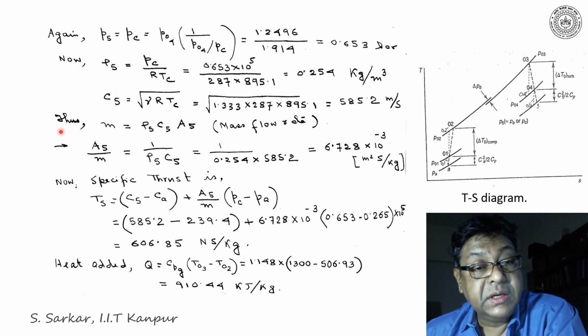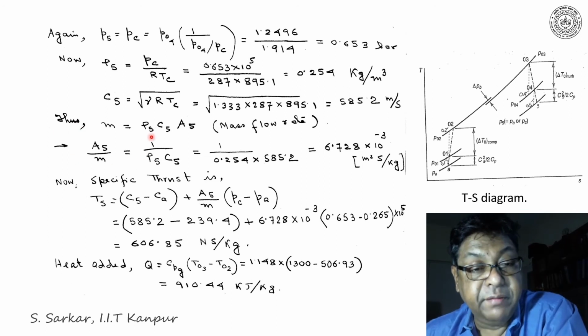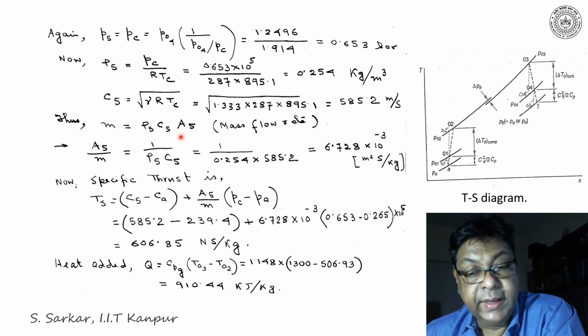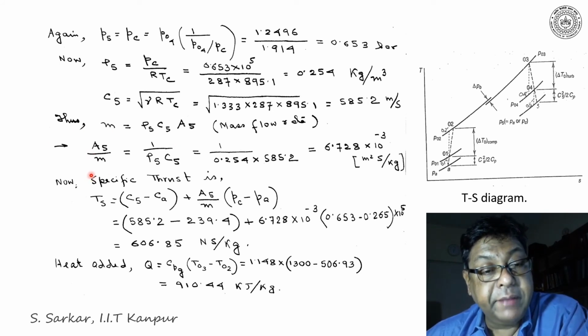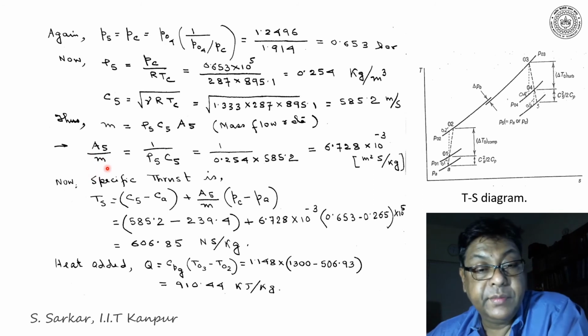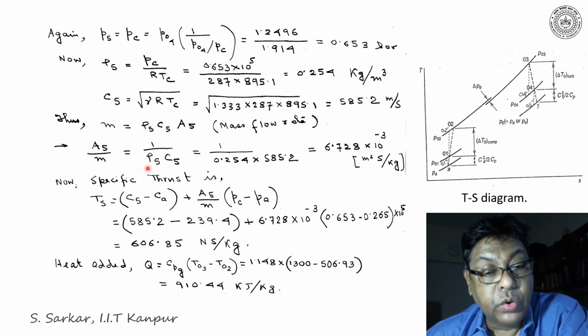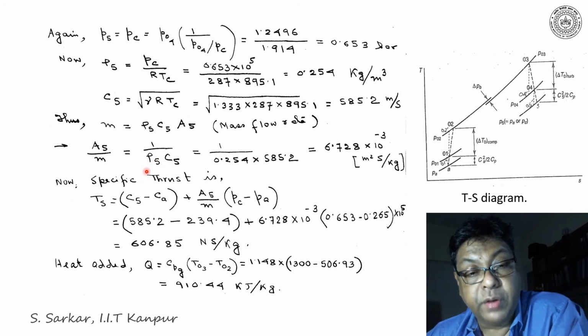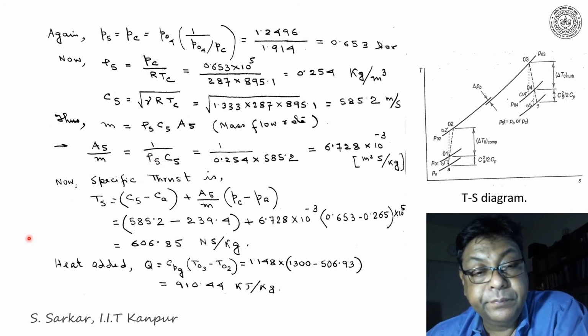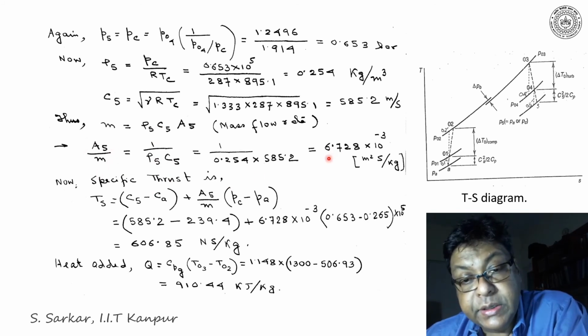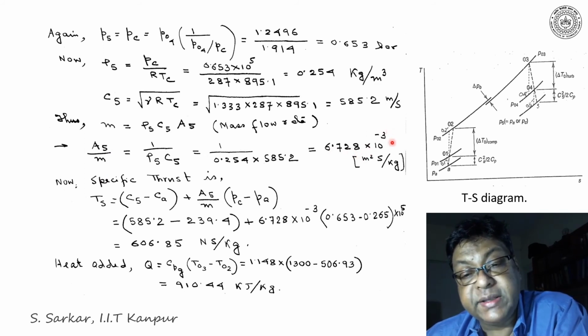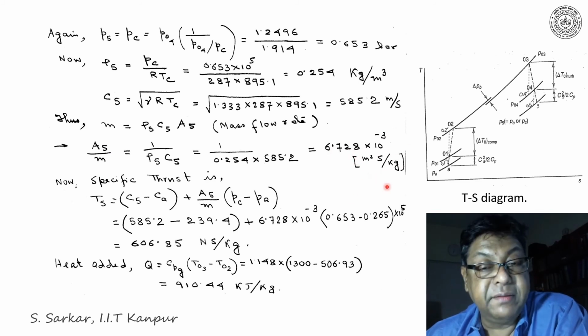Thus mass flow rate can be evaluated as rho 5 C5 into A5. A5 is the effective area of the nozzle. Thus A5 divided by M can be written as 1 by rho 5 into C5. I have put the values of rho 5 and C5. Thus I have assessed A5 by M as 6.728 into 10 to the power minus 3 meter square second per kg.